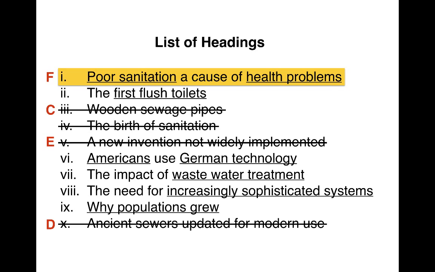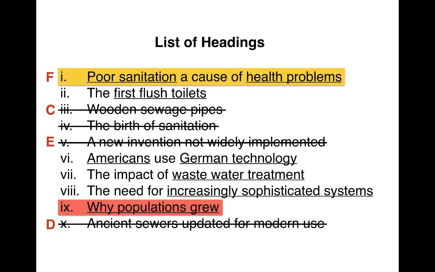But it's always a good idea to check the other headings just in case. Number 2, first flush toilets, no. 6, Americans and German, no. 7, wastewater treatment, no. Increasingly sophisticated systems, no. And number 9, why populations grew. That one looks to me like it's there to confuse you. Don't be tricked by that.